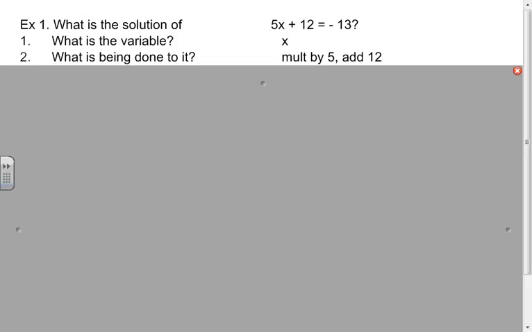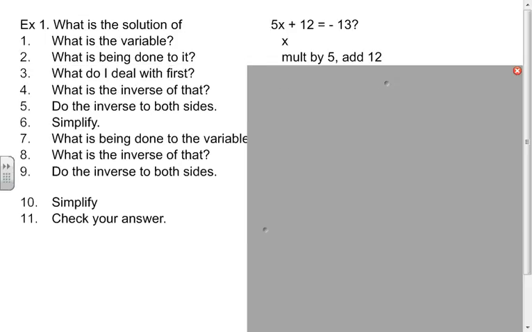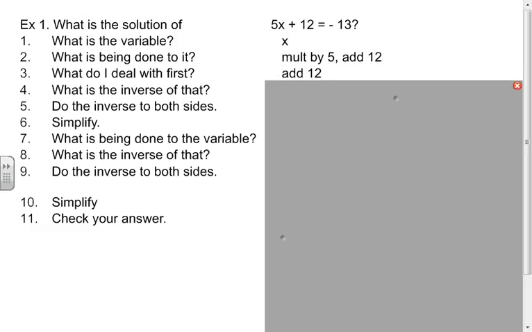Which one of those do I deal with first? Remember, I want the one that's farthest away from my variable. The 5 is right next to it. The 12 is farther away, so I'm going to deal with the adding 12 first. Step 4, what is the inverse of that? The inverse of adding 12 is subtracting 12.